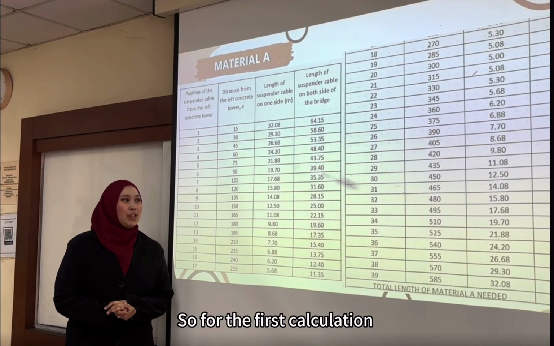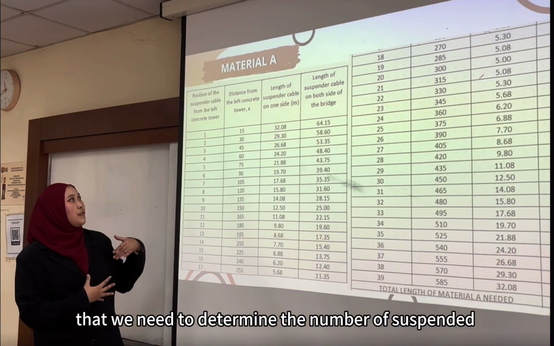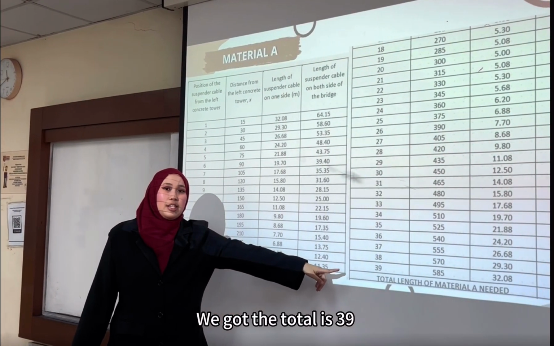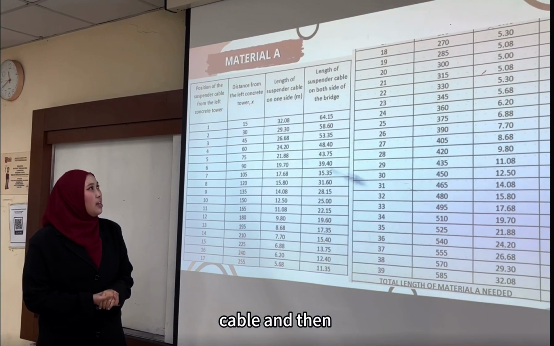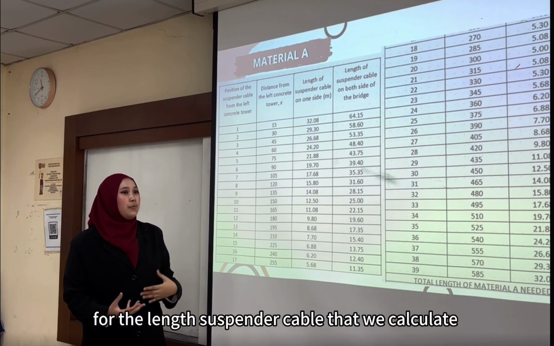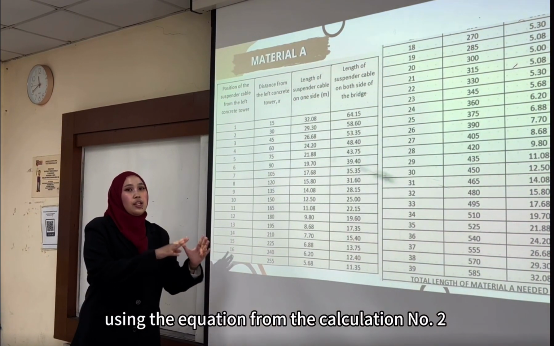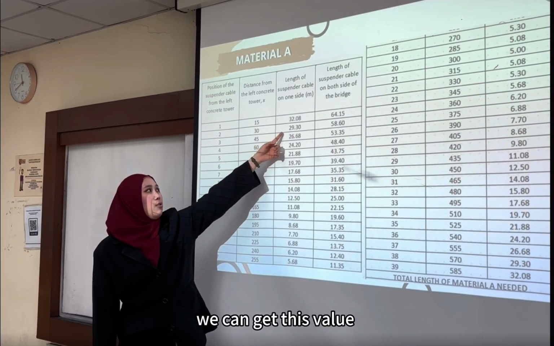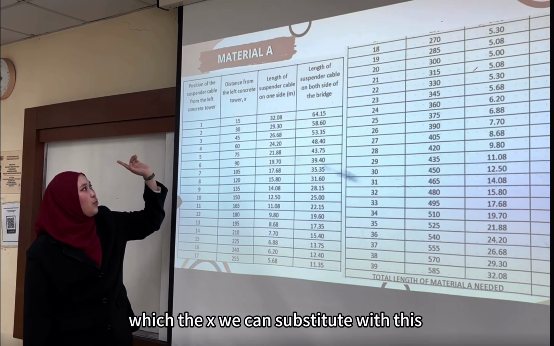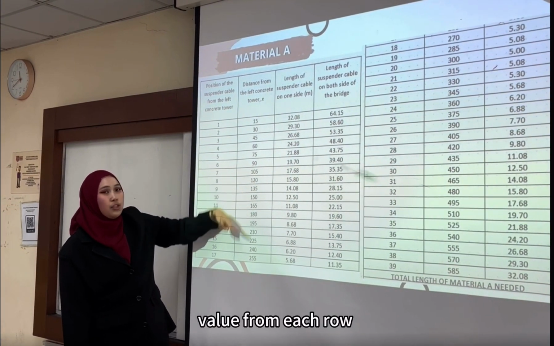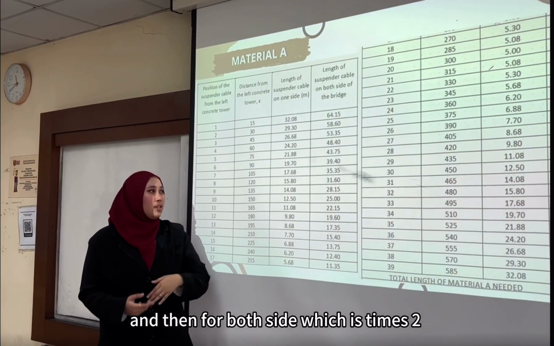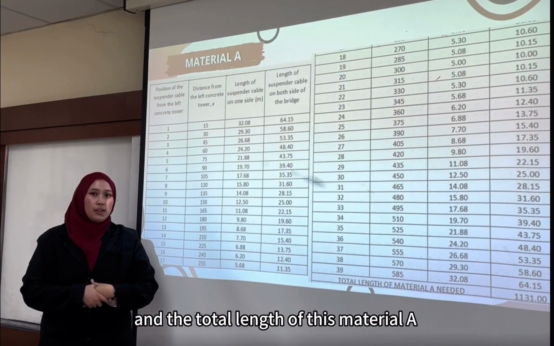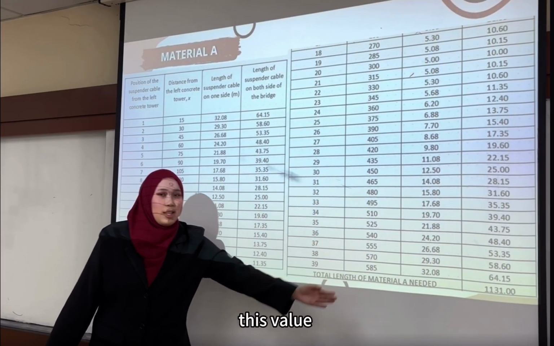So for the first calculation, determining the number of suspended cables needed for material A, we got a total of 39 cables. Then for the length of suspended cable, we calculate using the equation from calculation number 2, where x we substitute with the value from each row. For both sides we just times 2 and we get all these values, and the total length of material A that we need is this value.